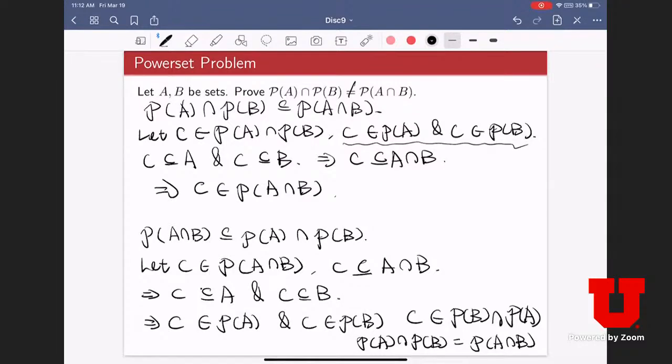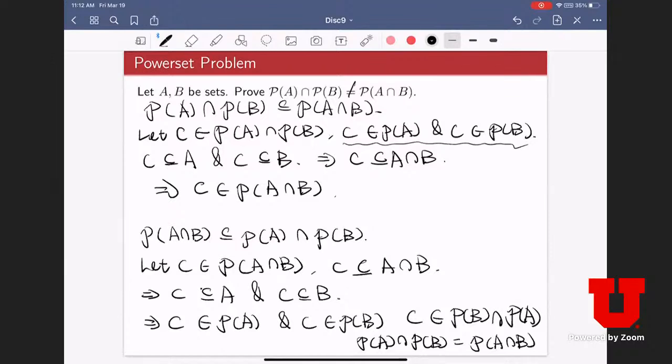Yeah. So what I did was I supposed the opposite, and then that would mean there exists an element X contained in the power set of A intersect B, such that X is not contained in the power set of A intersected with the power set of B. And then you would let X be equal to the pair AB.